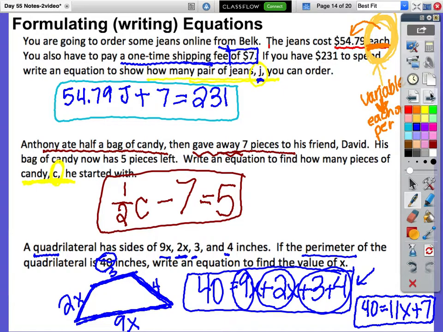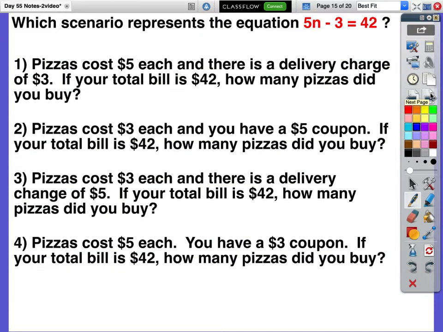All right. Next, which scenario represents the equation 5n minus 3 equals 42? All right, so in these type problems, you really just have to read through the different answer choices and see if it makes sense. You know that if it's a subtraction problem like this, maybe you're taking away or you're being charged extra. Well, let's just see what the problem is.